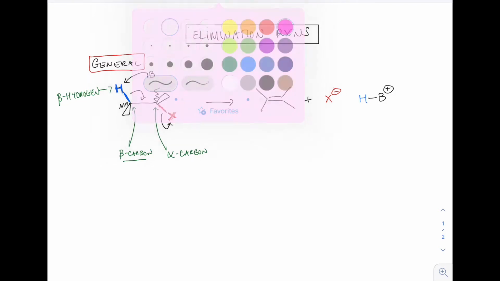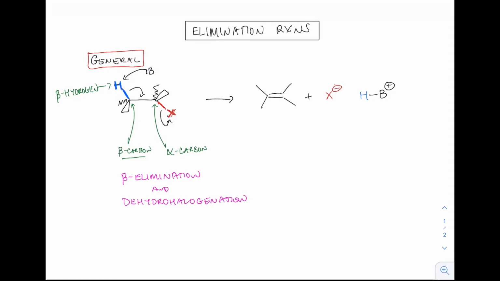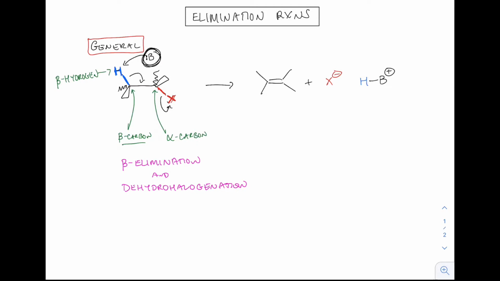Alright, so this type of reaction has a couple of names, and one is, I guess it's specific, beta elimination. That's because we are eliminating two things that are beta to one another. And then it's also more specifically called dehydrohalogenation, because we're removing a hydrogen as well as a halogen. So dehydrohalogenation leads to that alkene and is an elimination reaction.